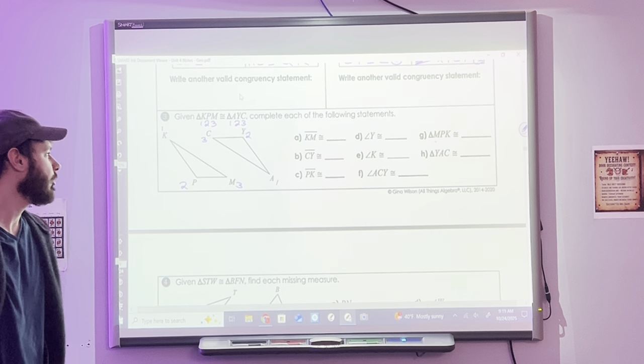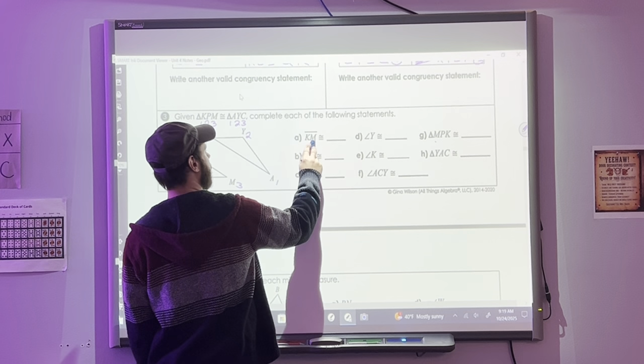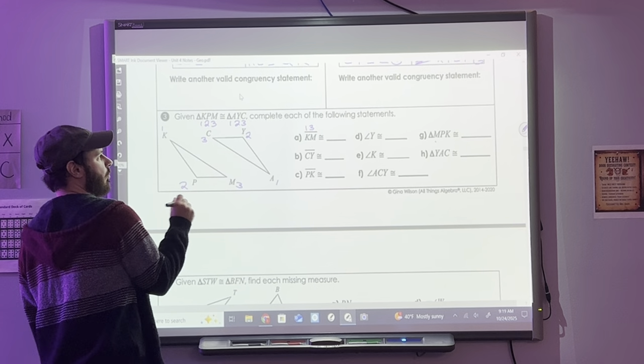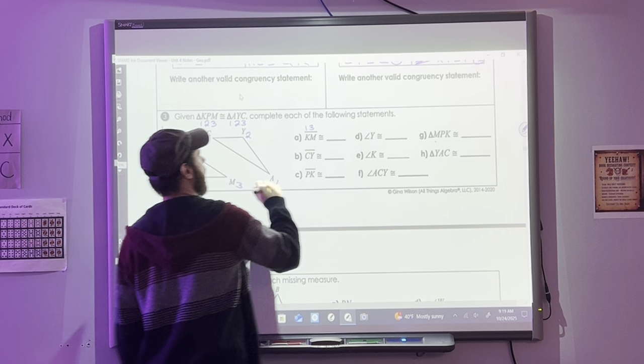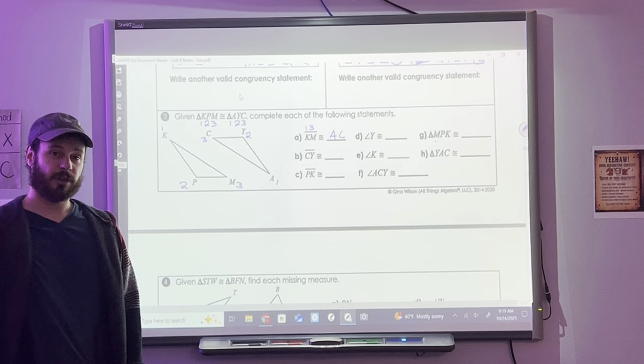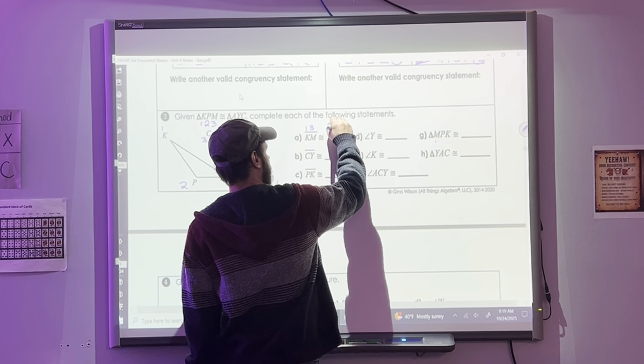Well, now I'm just going to go and match things up. KM was 1, 3. So over here, 1, 3 is AC. Okay. Now it's important that it's in that order. Notice this is 1, 3 and AC is also 1, 3.